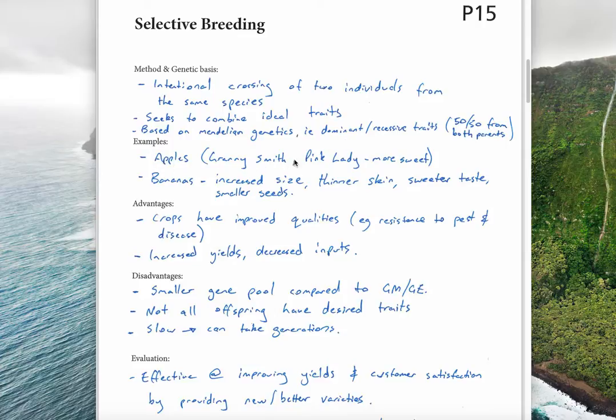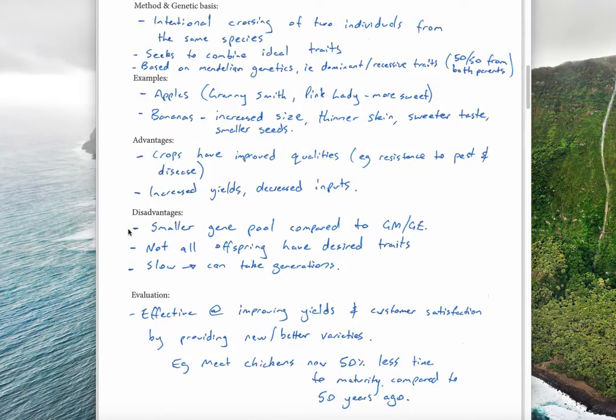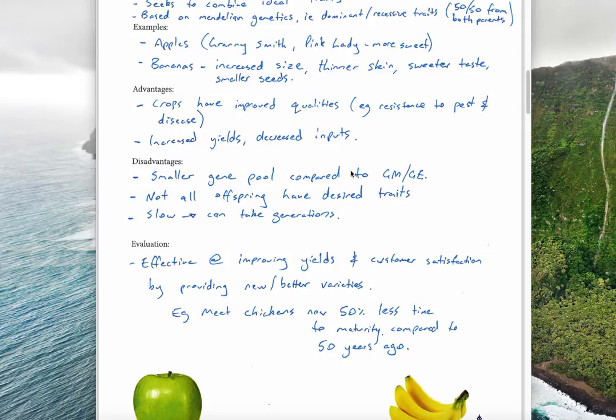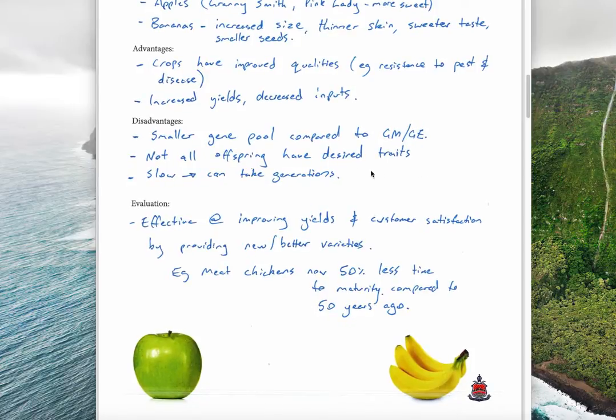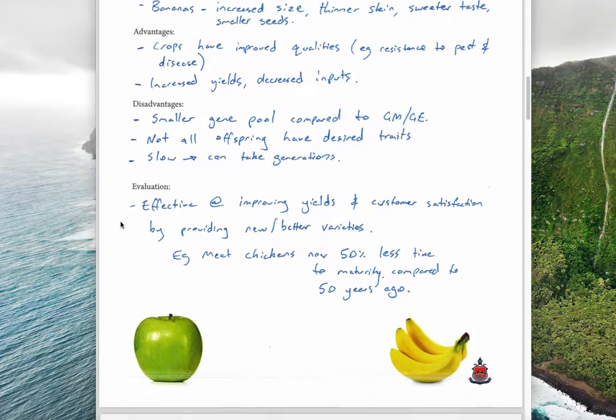So examples we've already said are Granny Smith and Pink Lady apples, which have been bred for different reasons, but for example, Pink Lady is to get more sweet, and bananas we've bred them to increase in size, thinner skin, sweeter taste, etc. The advantages of selective breeding are you have crops with improved qualities, so resistance to pest and disease, and increased yields, and increased traits that consumers want in them. The disadvantages are you have a smaller gene pool compared to genetic modification or genetic engineering. Not all offspring have desired traits, and it's slow, and it can take generations to occur.